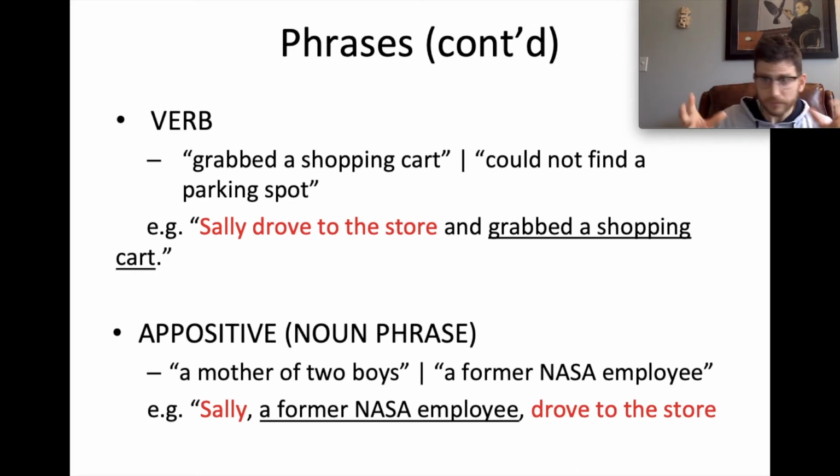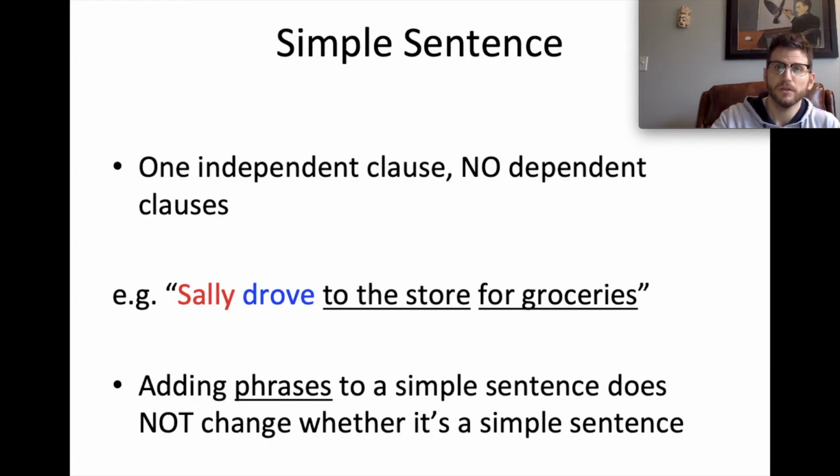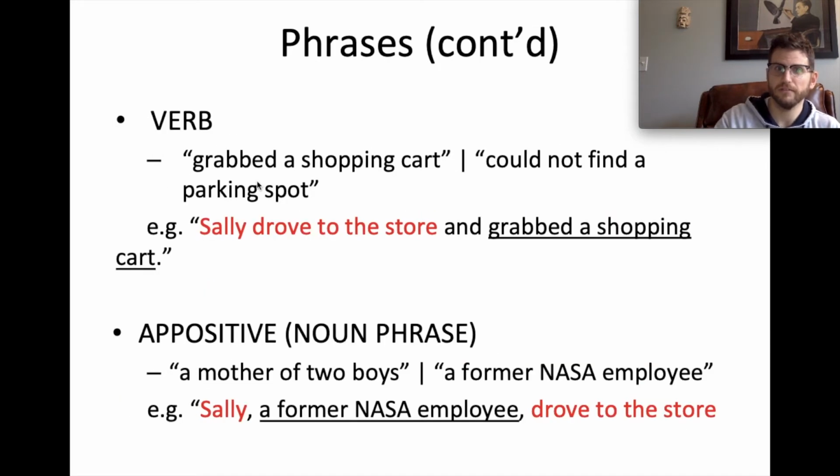Now, I still only have one independent clause, because remember, a clause is a subject and a verb that can exist on its own as a complete thought. I have not added another clause here. Okay, to Sally drove to the store and grabbed the shopping cart. I have not added another clause. All I've done is take my independent clause and add a verb phrase onto it. Add another verb phrase onto it. Okay, so still a simple sentence.